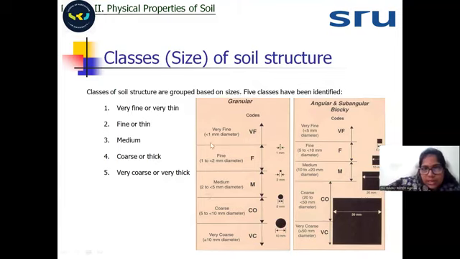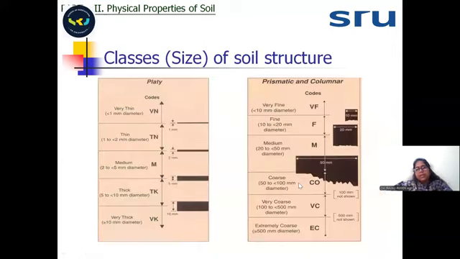For granular structure, very fine means less than 1 mm, whereas for angular blocky and block-like structure, it is less than 5 mm. Here fine means 1 to 2 mm, here fine means 5 to 10. So like that it varies. Here medium means 2 to 5, here 10 to 20 mm. Then coarse means 5 to 10, here 20 to 50 mm. Similarly, for plate structure, very thin means less than 1, thin means 1 to 2, medium means 2 to 5 mm, then thick means 5 to 10 mm, and very thick means greater than 10 mm.